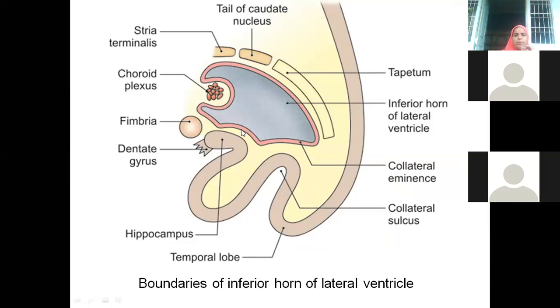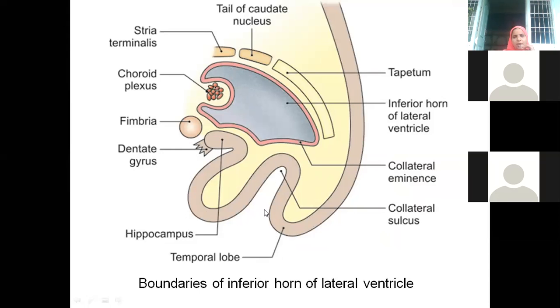Temporal lobe. Just follow this diagram and automatically you will write. This becomes superior relations, this becomes inferior relations, and this is the medial one. So superiorly we have stria terminalis, then the tail of caudate nucleus and tapetum. Tapetum is part of the corpus callosum only.